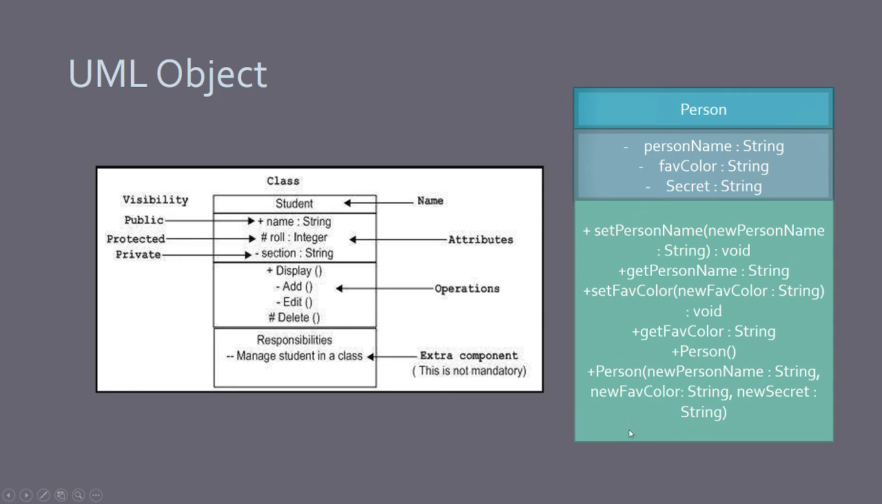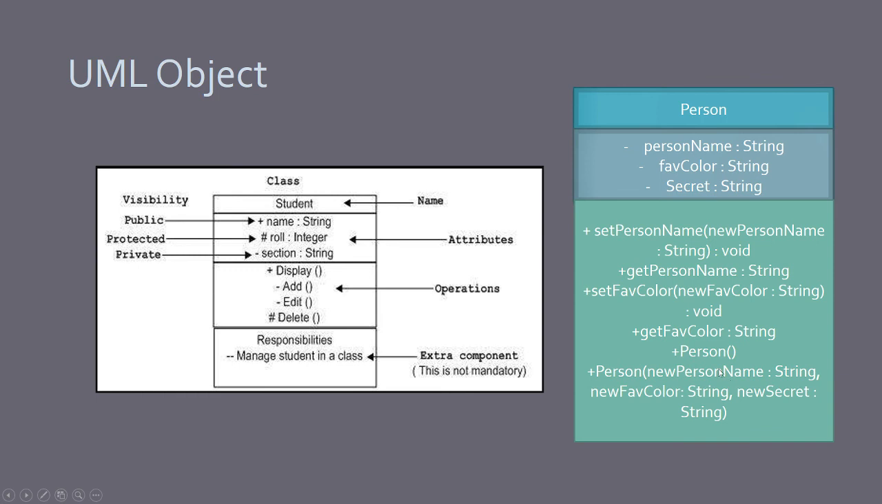The next section of our object model is a list of all of the methods or actions or operations that are available for this object. So we would have a setPersonName, it would be public, and it would expect a parameter of the new person name, and it would expect that parameter to be a string, and it would not return any value, so that's void. Then we would have a getPersonName method. Again, it would be public because it's going to be available to classes outside of ours, and that's going to return a string. We have a setFavColor, you can see its information, and getFavColor.